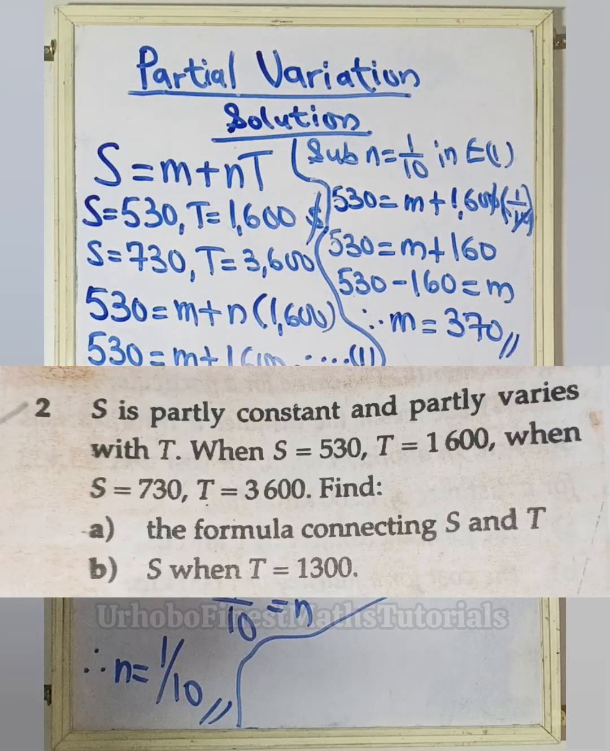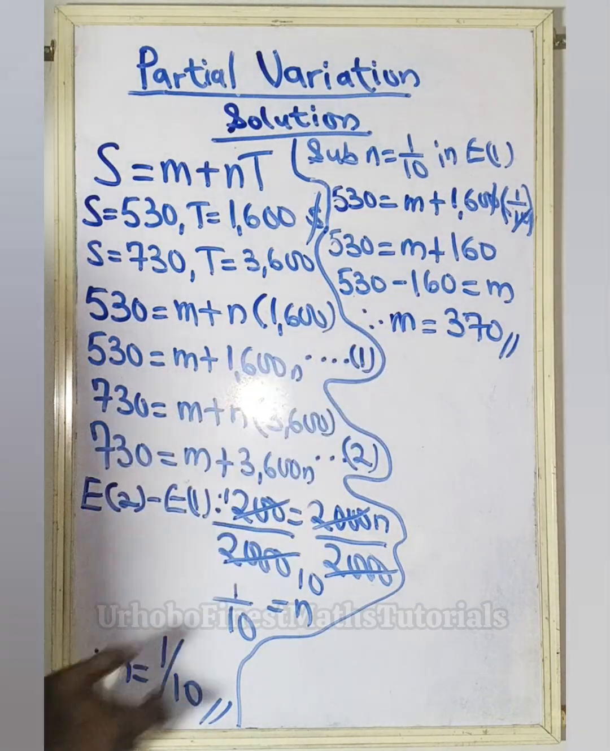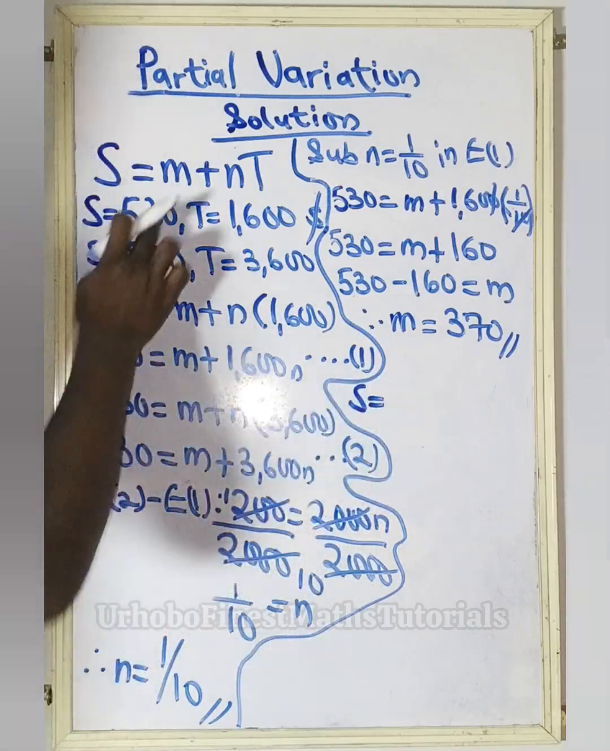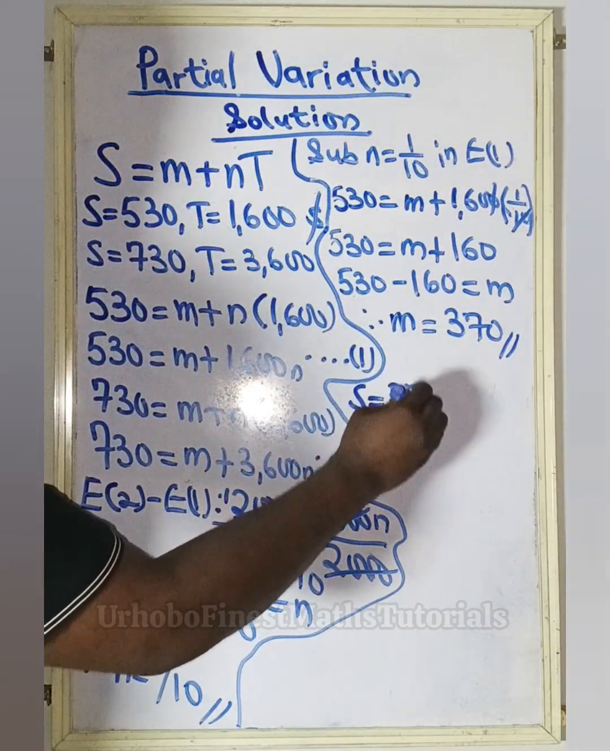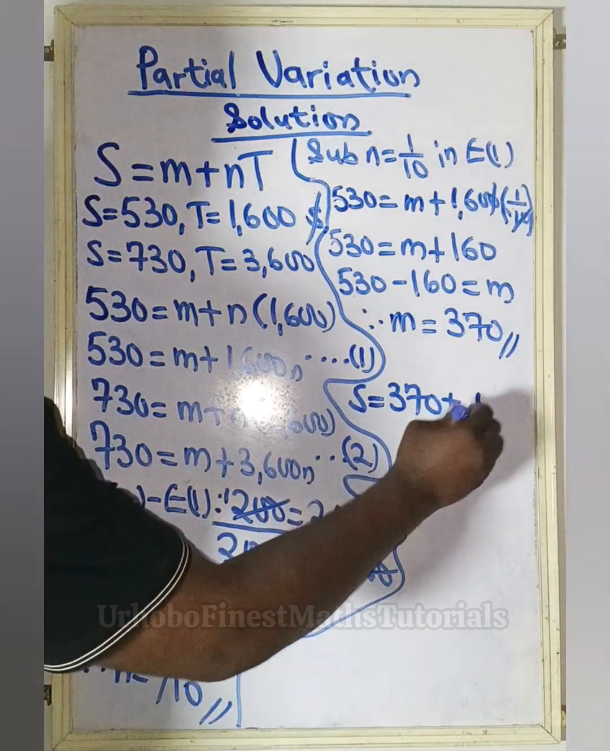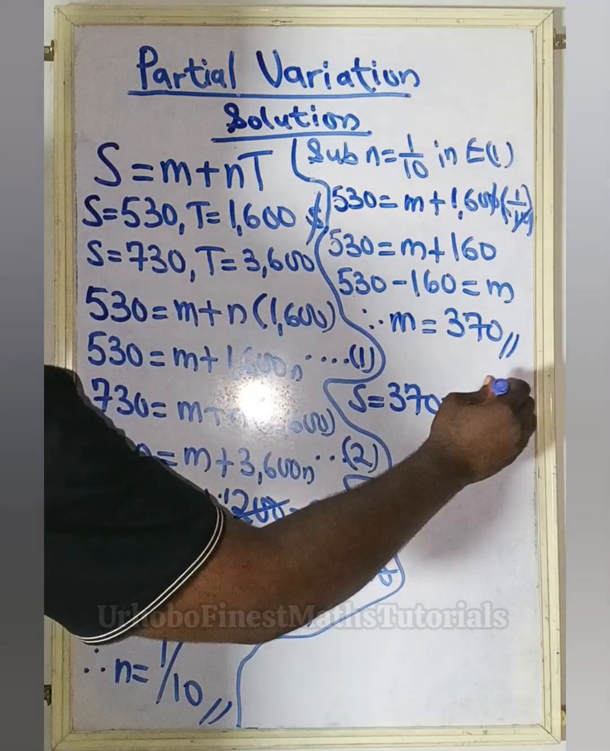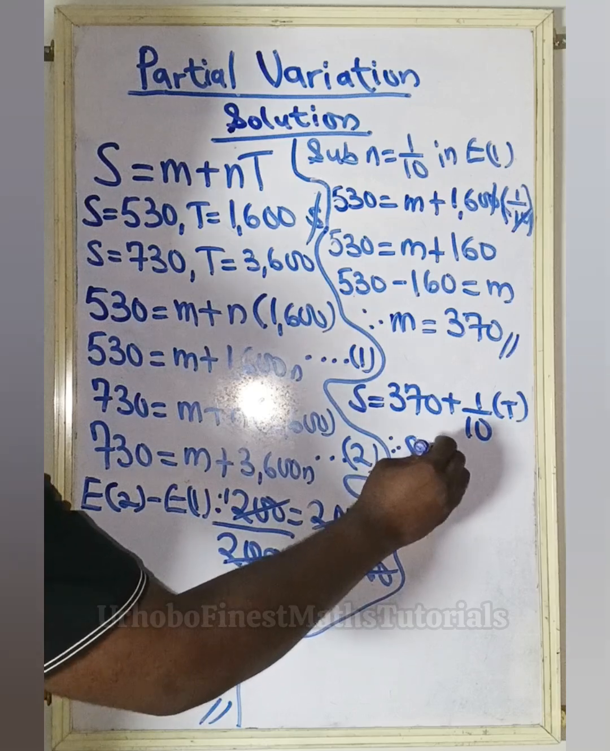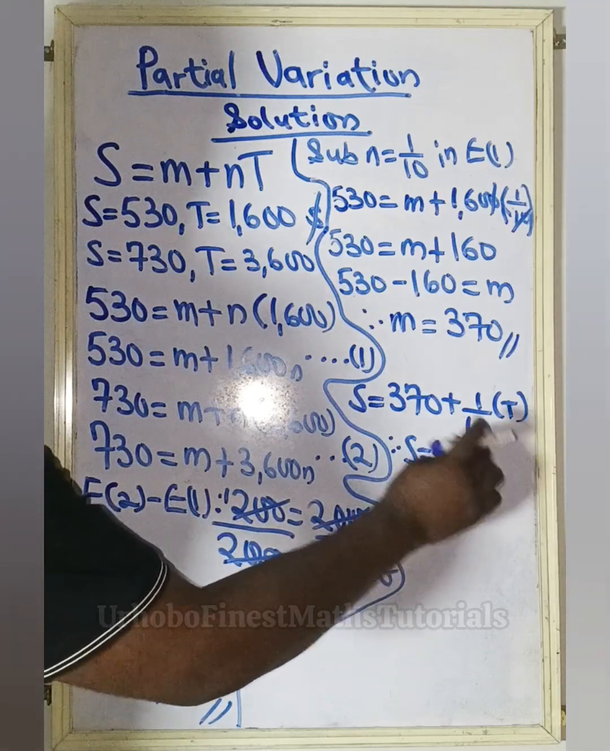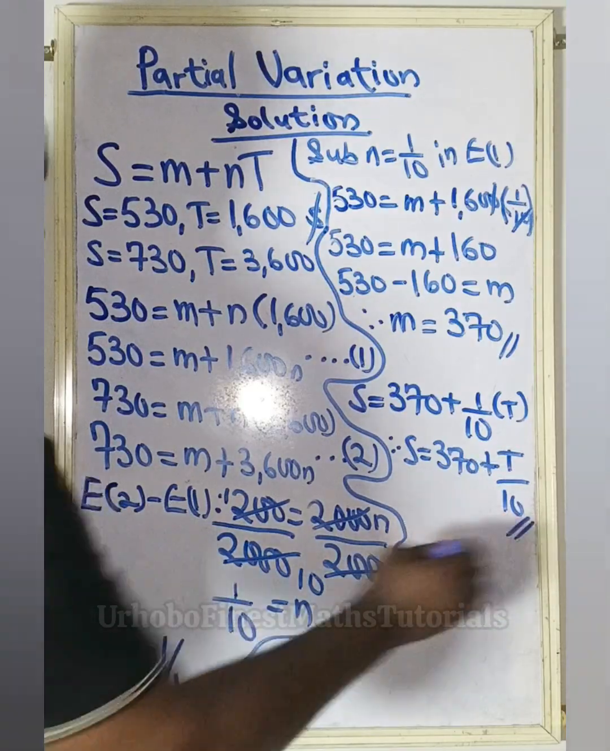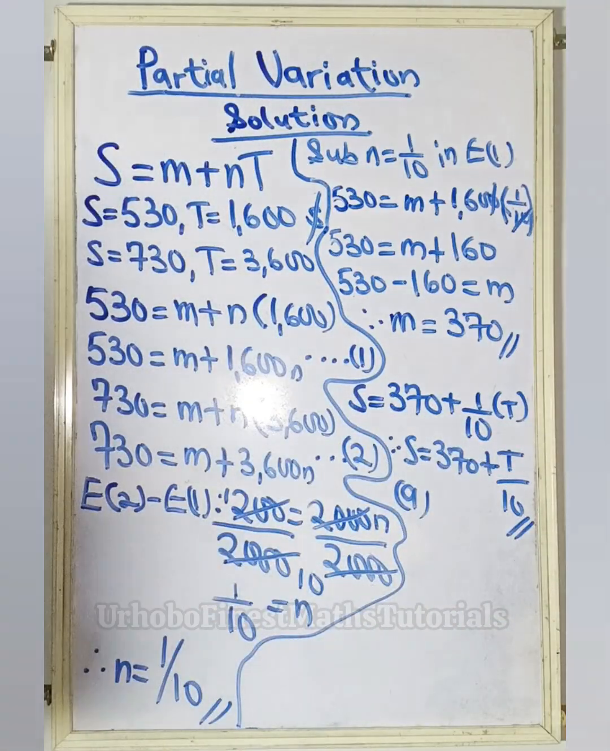We are asked to find the formula connecting x and t. To do that, we have to substitute the values of m and n into this equation. So it's going to be s equals, wherever you see m, put 370 there, plus n, which is 1 over 10, multiplied by t. So you can put the t in bracket. Therefore, s equals 370 plus t over 10. This is plus, please. And this is the answer to question A. That's the relationship right there.